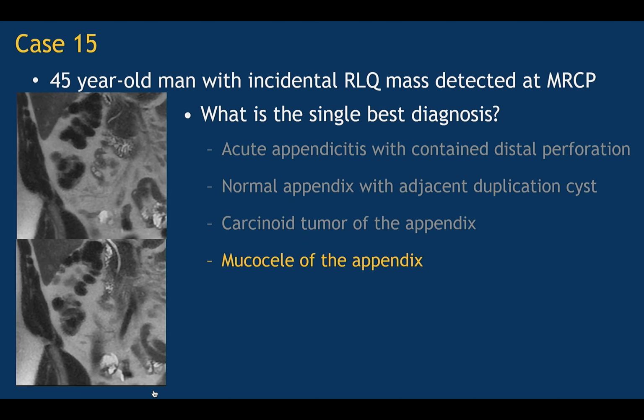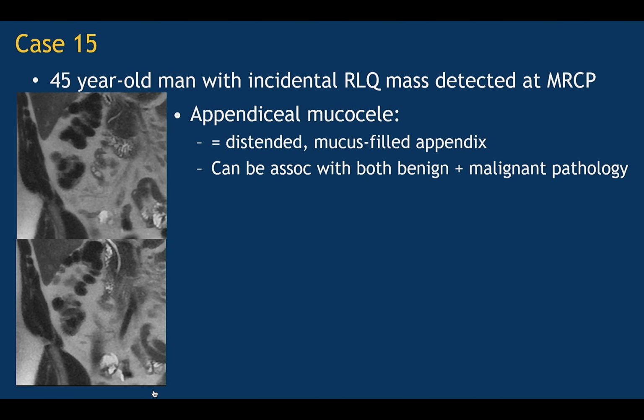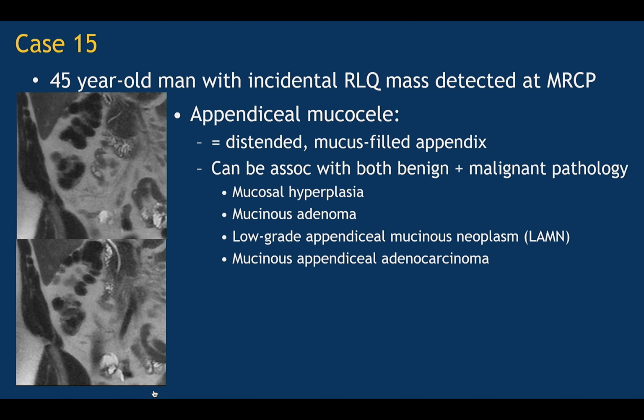And the correct answer here is mucocele of the appendix. That's just a generic term that refers to a distended or mucus-filled appendix. It can be associated with both benign and malignant pathology. On the benign spectrum is mucosal hyperplasia and mucinous adenoma, and on the malignant spectrum are the low-grade mucinous neoplasms or appendiceal adenocarcinoma.